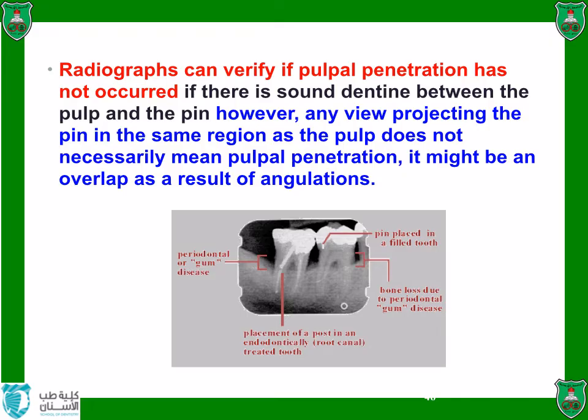يعني صورة الأشعة بتقدر تأكد لك إنه ما صار في عندك pulp penetration إذا كان في عندك sound dentin ما بين البن والdental pulp. However, any view projecting the pin in the same region as the pulp doesn't necessarily mean pulpal penetration. It might be an overlap as a result of angulation. فإذا كان صورة الأشعة بينت لك إنه البن داخل البلب، هذا لا يعني إنه في عنا pulp penetration، لأنه ممكن يكون في عنا overlap. ممكن البن جاي بقل أو لينجول للبلب، فبس تأخذ صورة الأشعة رح يبين البن داخل البلب. فالراديوغراف can verify if pulpal penetration has not occurred.